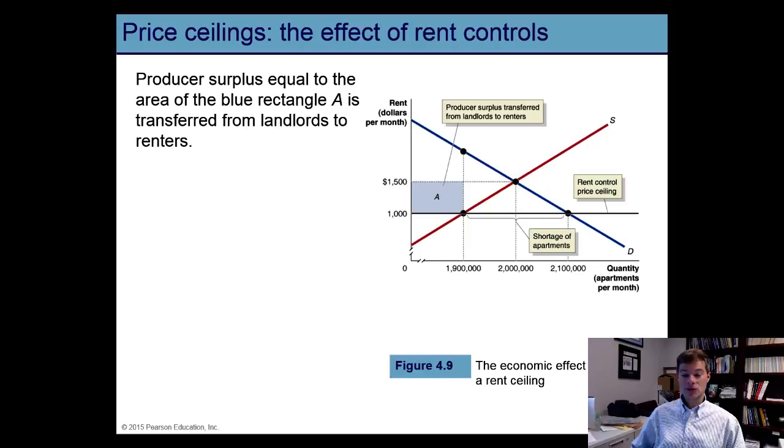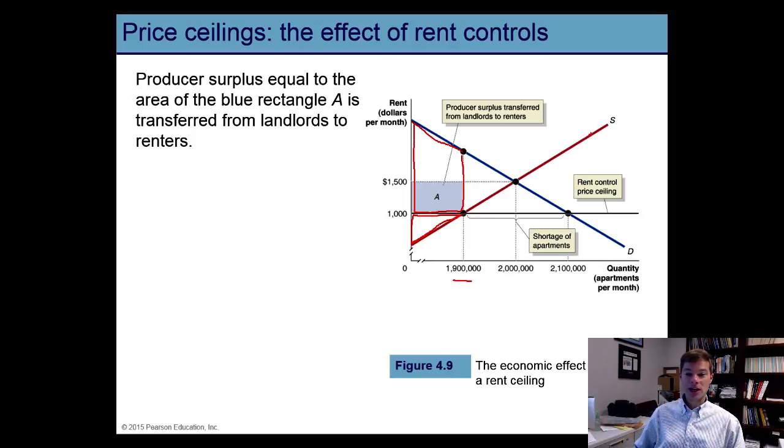With the rent control, the quantity supplied is only 1.9 million, and so producer surplus is the area under the new price level, which is the price control. It's $1,000 and above the supply curve. Consumer surplus is the area under the demand curve and above the price level, but only for units that are actually supplied, that actually get to be consumed. So I've highlighted consumer surplus.